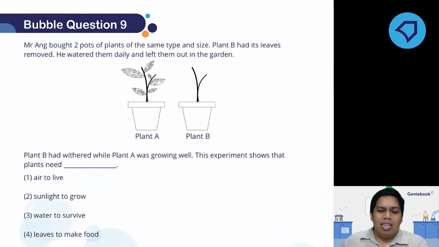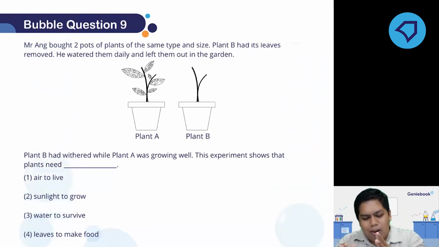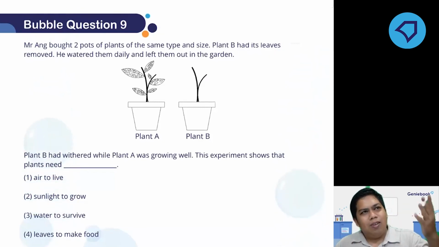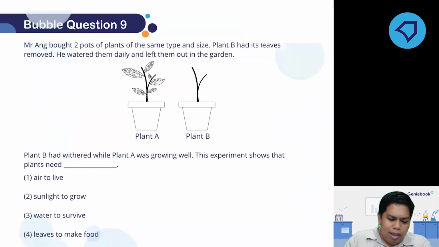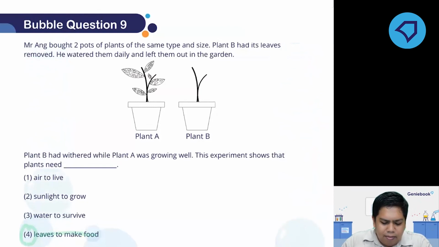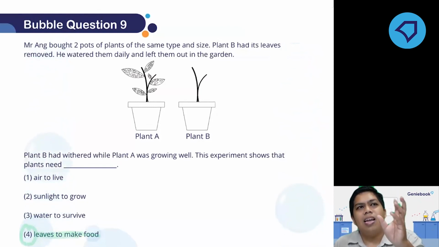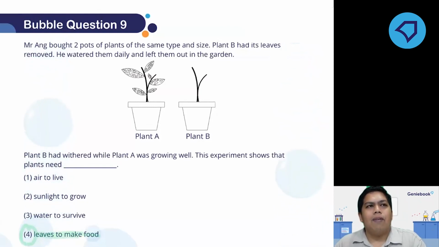Okay, so for this one, it's easy. Plant A has leaves, plant B has no leaves. So this shows that it's not about air to the leaf, because both get the air, both get the sunlight. So it's not option 2. Both are also watered daily, so it's not option 3, but it is option 4. Because one has leaves, the other doesn't have leaves. So leaves are needed to make food to survive.